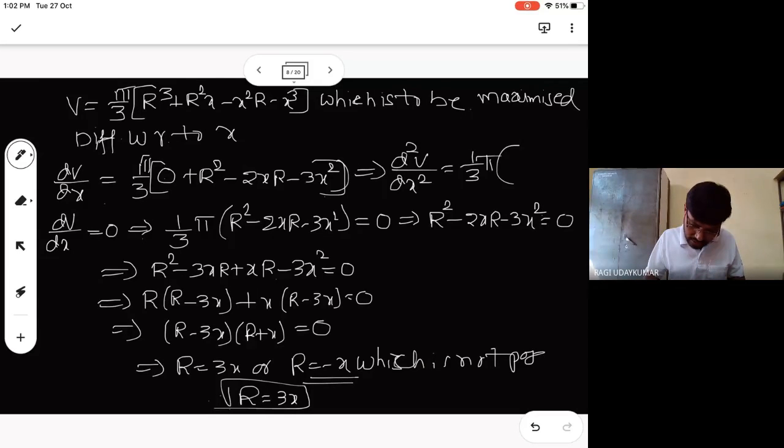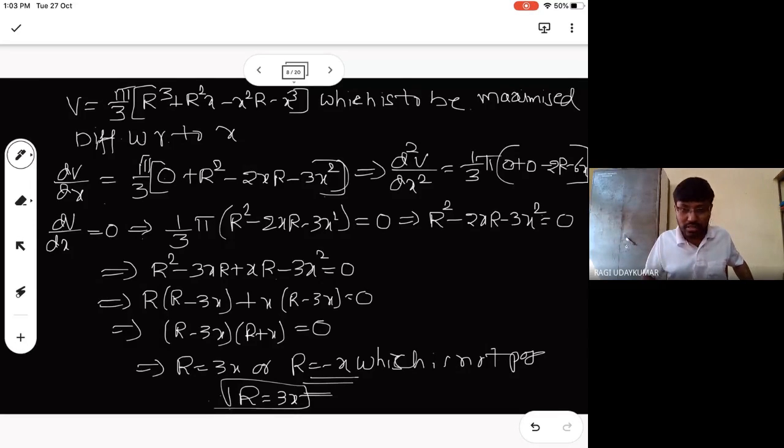This is 0, 0 plus 0 minus 2r minus 6x, isn't it? Minus 6x, minus 2r, 6x. And in place of x, here x is equal to what you have to take into consideration? X is equal to capital R by 3. Substitute x equal to capital R by 3 in place of x.